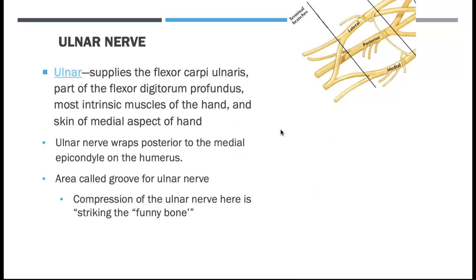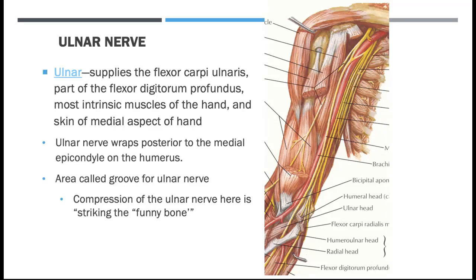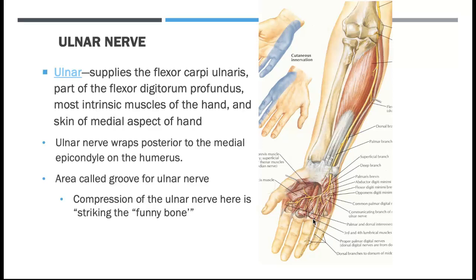So we have our muscles listed here. It supplies flexor carpi ulnaris, part of flexor digitorum profundus in the forearm, and most of the intrinsic hand muscles, and our skin in the medial aspect of the hand as we saw illustrated earlier. And here is the route that we see it taking through the arm, again doing nothing, and it's coursing posterior to that groove for the ulnar nerve, which we call the funny bone, striking the funny bone.